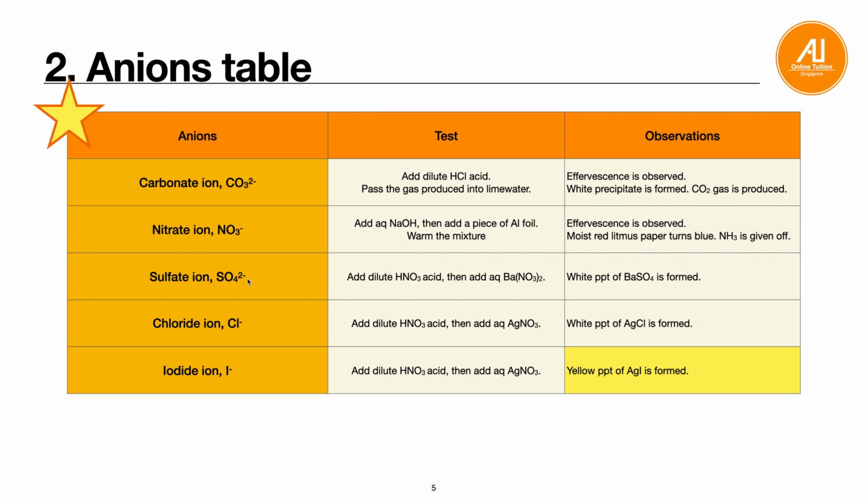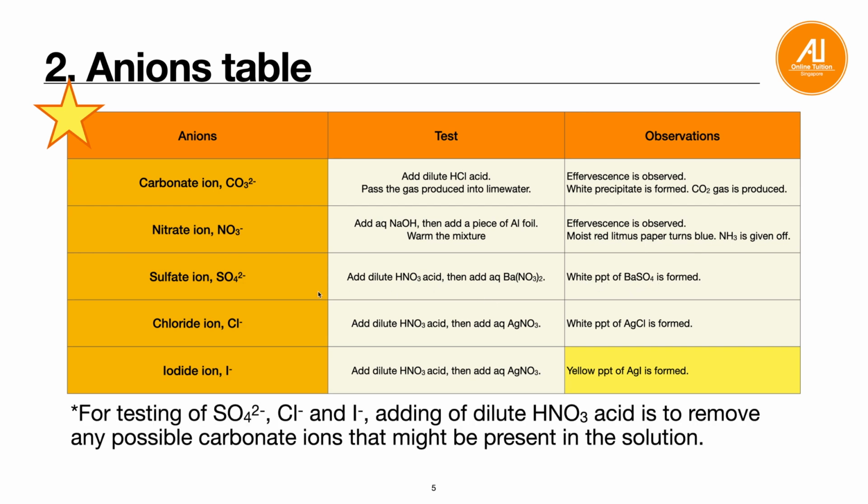Next, how do you test for sulfate ions? So you add dilute nitric acid, and then you add what? Aqueous barium nitrate. Okay, then in the end, you'll get what precipitate of barium sulfate is formed. Okay, so just take note, for the last three, right, you realize, right, you always add what? Nitric acid. Okay, for testing of sulfate ions, Cl minus and I minus, right, adding of dilute nitric acid is to what? Remove any possible carbonate ions that might be present in the solution.